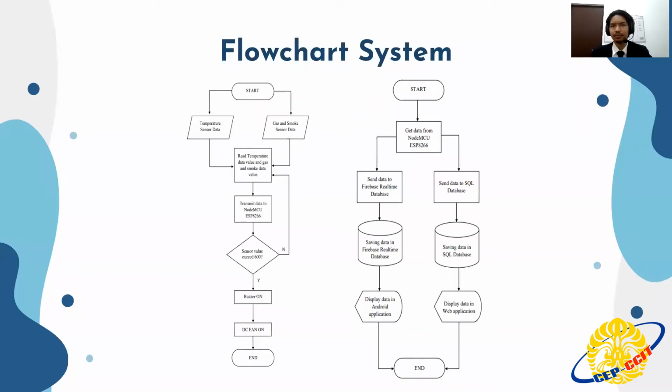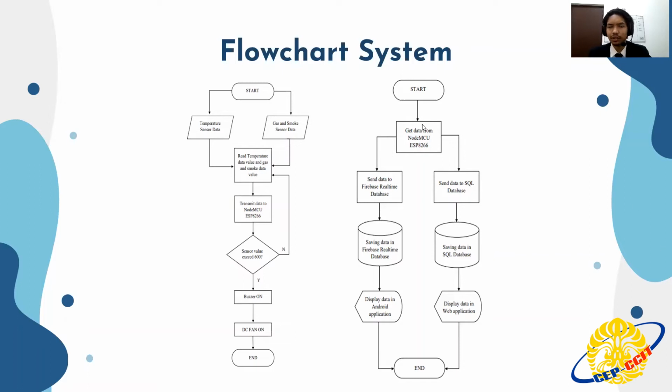This is the flowchart system for the DMC. So the first is the parameter and the sensor: the gas and smoke sensor will read the value from our room or around the sensor. After reading the temperature and smoke value, it will transmit data to the NodeMCU ESP8266. After that, if the sensor value is more than 600, it will trigger the DC fan and buzzer to turn on.